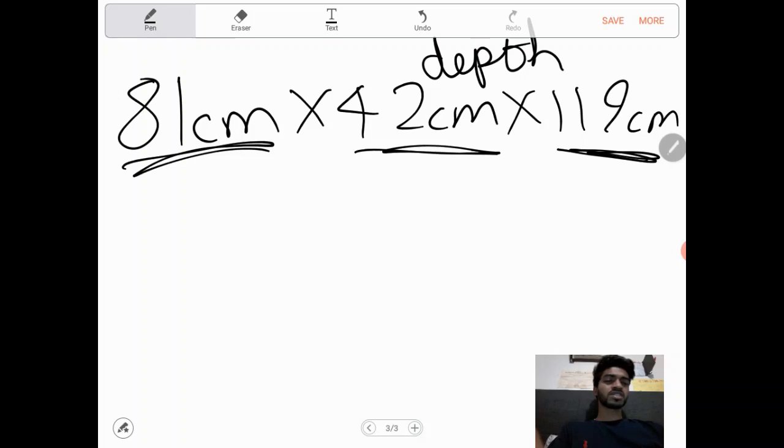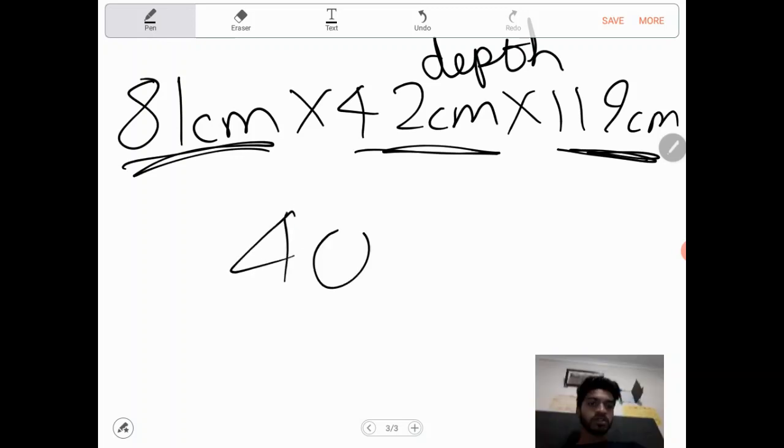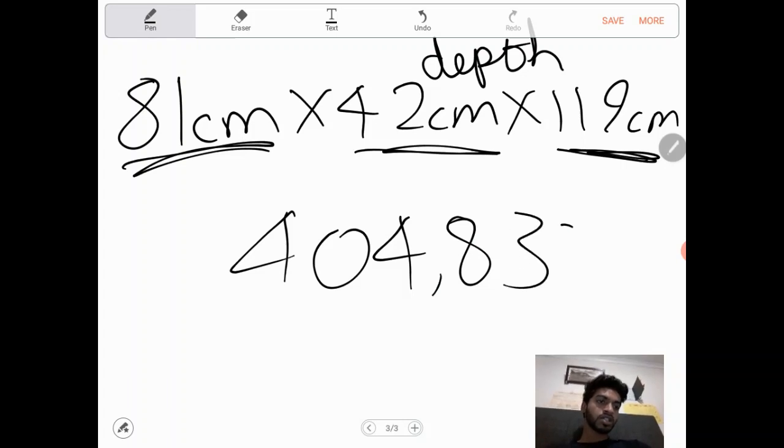Now when you multiply these numbers, you're going to get a very large number, and using the column method to solve these is going to take you a while. So you can just use a calculator. And so the answer I got was 404,838 centimeters cubed.